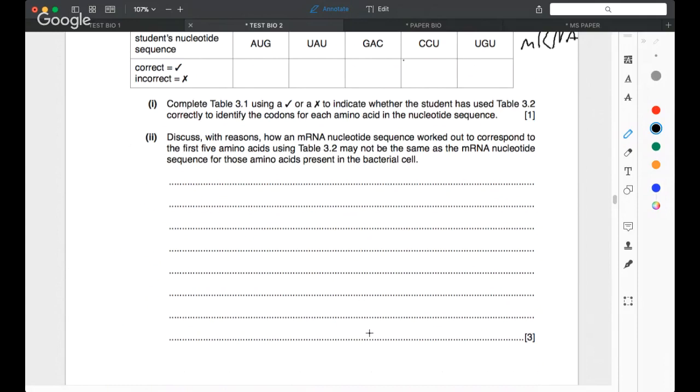Does it have something to do with maybe the bacteria having different tRNA? So like only specific combinations of tRNA, and they might not have the same. Yeah, that's a good point.